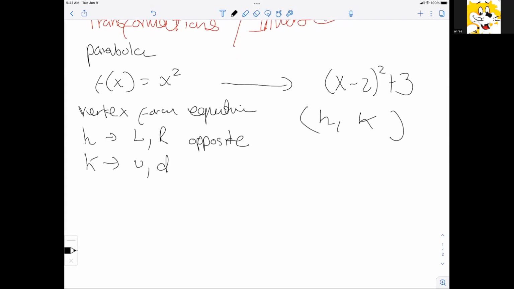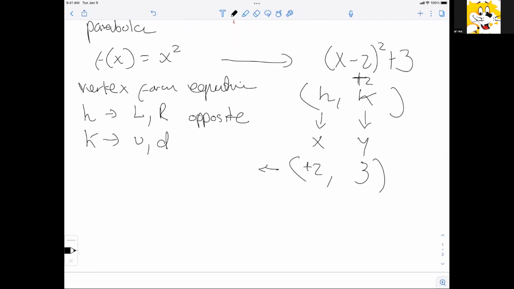Anybody? Nobody? The H would be X, and the K would be 3. This would be Y, and this would be 3. And what would be the H? The H would be the X, the 2 minus 2. It would be positive 2. Yeah, that's the opposite, right? Always the opposite value. Don't fall for it.